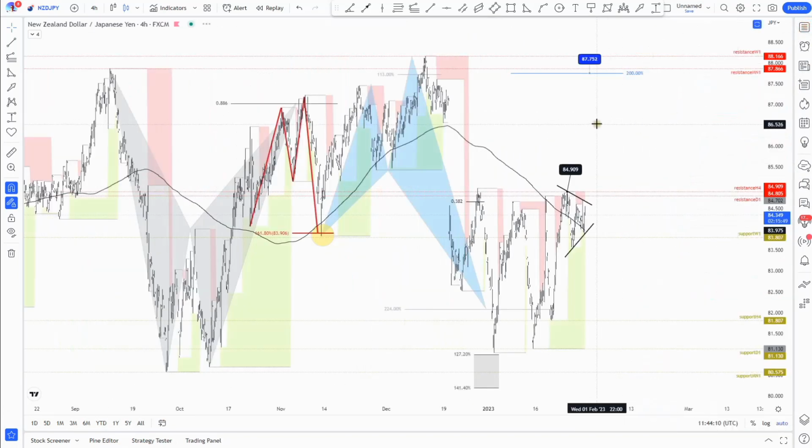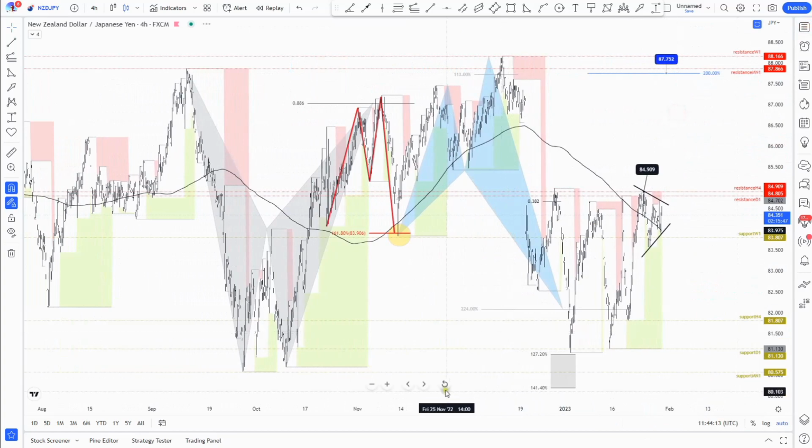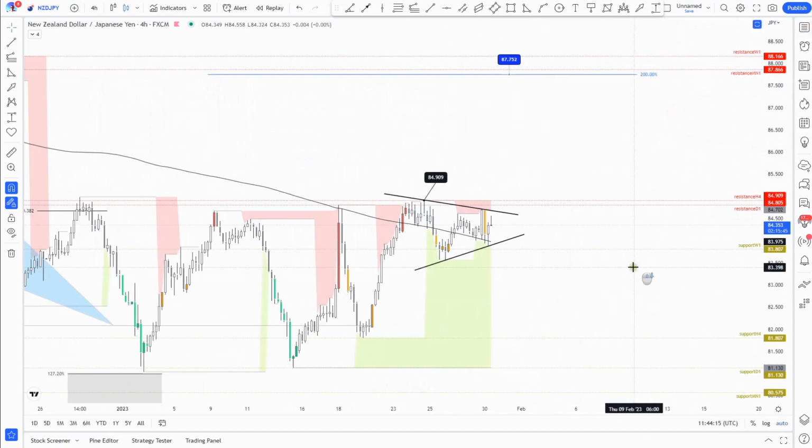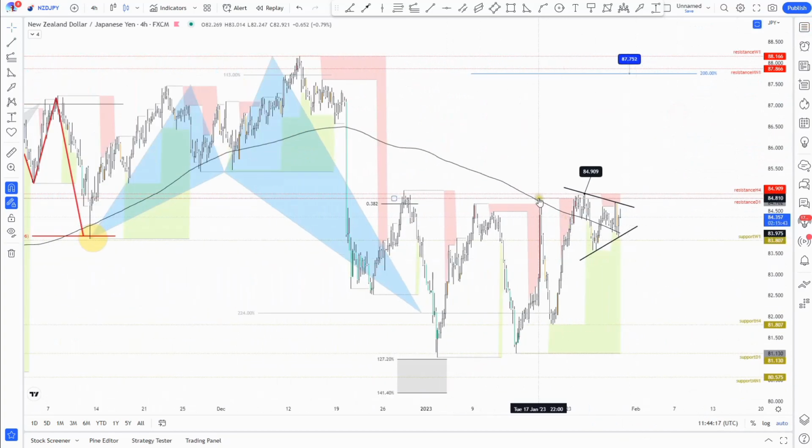The same strategy I'm using here for the New Zealand versus the Japanese. We have a new fractal. Actually, we have the previous fractal at 84.80. I said that a clear violation of this resistance should trigger a move to the upside, and I still believe that may happen if the price breaks above. So don't try to rush and anticipate. Wait for the violation of the support.